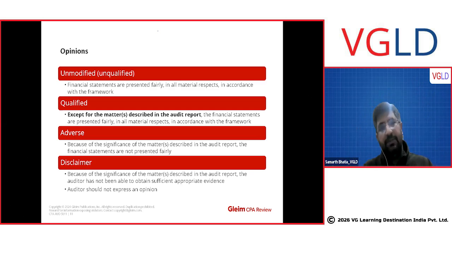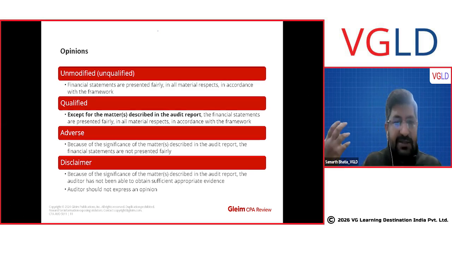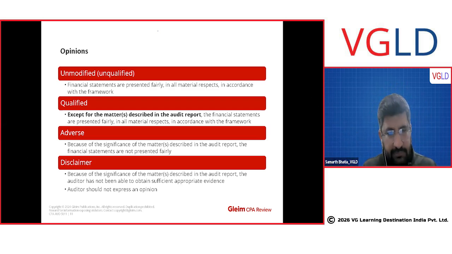The next we have is an adverse opinion. When financial statements are not presented fairly, then definitely I'll give an adverse opinion. I can't say that except for few things, everything is correct. I can say, according to me, nothing is appropriate. Whatever the significance of the matters we have described in the report, the financial statements are not presented fairly. When there are a few errors, nothing is very complicated, I give a qualified. When a lot of errors are there, clearly showing the financial statements are not appropriate, I give an adverse opinion.